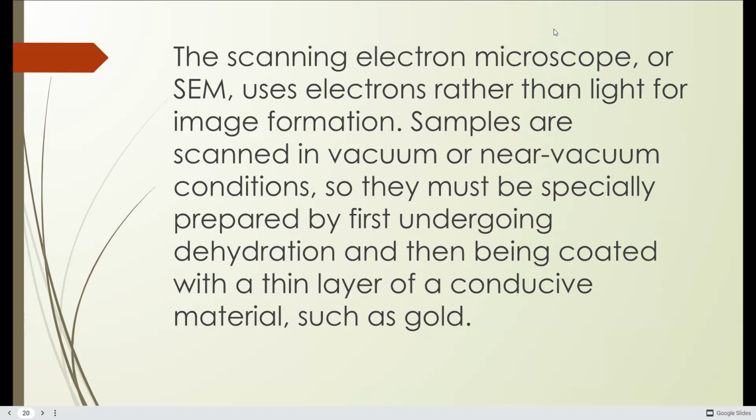Samples are scanned in a near vacuum machine, so they must be specially prepared by first undergoing dehydration, and then they are coated with a thin layer of conductive material such as gold. This is much more expensive than the other ones. Why gold, sir? Because gold is a good conductor for electrons. We are not using light here, we are using electrons.